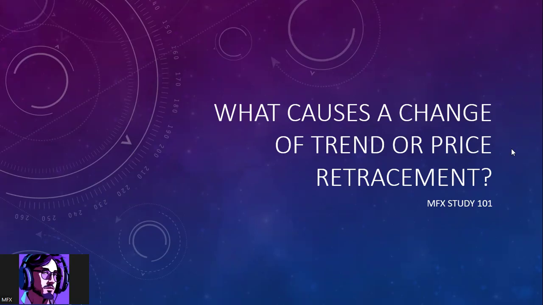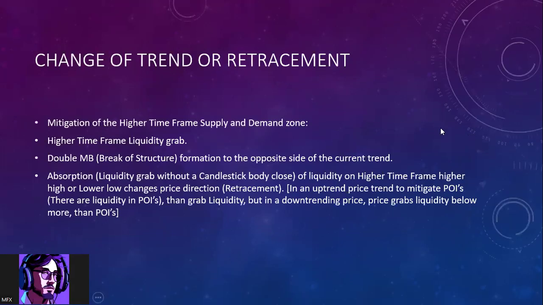And today we'll be talking about what causes a change of trend or price retracement. I believe we basically know what the trend is in FX. I want to specifically discuss why price reacts when it gets to a certain level. When it's downtrending, what happens to it, why does it react and start retracing? Or when it's uptrending, why does it react to a certain place and start retracing? That's basically what we are going to be talking about today.